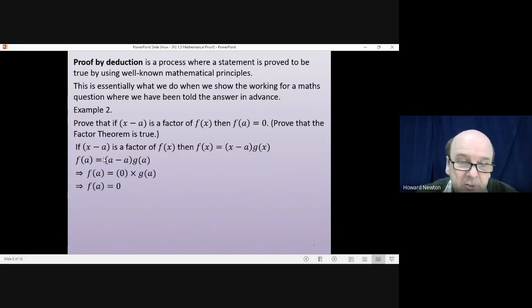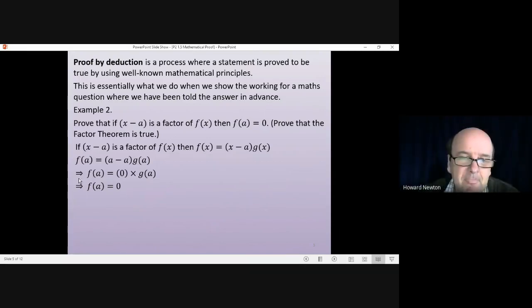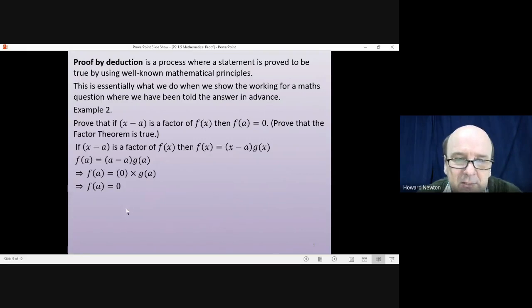And these are the logical steps that you should write down. A little note on this. When we're doing proofs, there are a couple of symbols that are useful, and one of them is the symbol for implies. So that just says this implies that f of a is equal to 0 times g of a. And that says this implies that f of a equals 0. It can be a useful shorthand when you're writing down a proof.